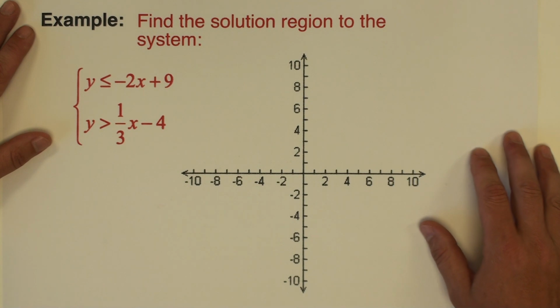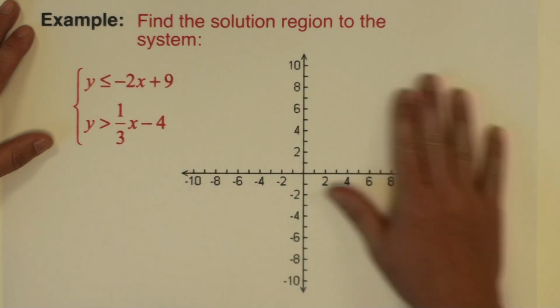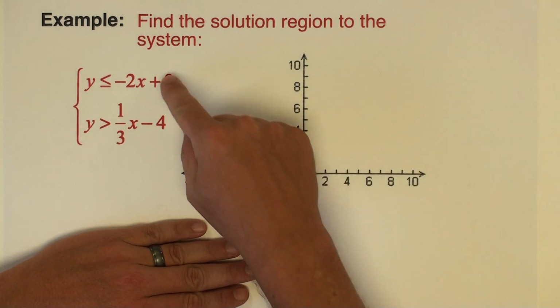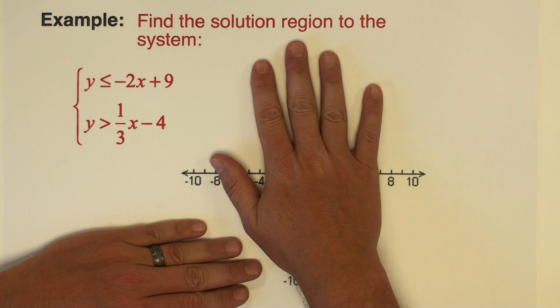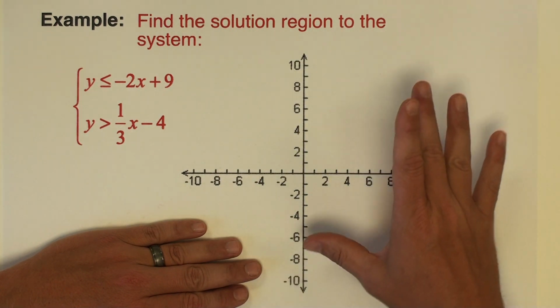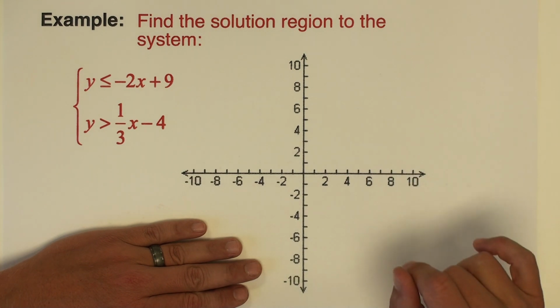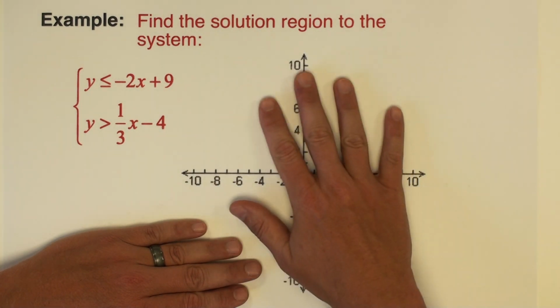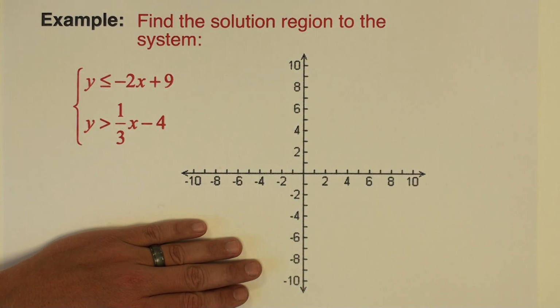Okay, the directions here are to find the solution region to the system. So we've got two inequalities. What we're going to do is graph them both on this grid. And I know the grid's kind of hard to see. I can barely see it myself, but we'll get it in the right spot. We're going to graph both of these separately, and then we're going to look at their solutions, considered together.